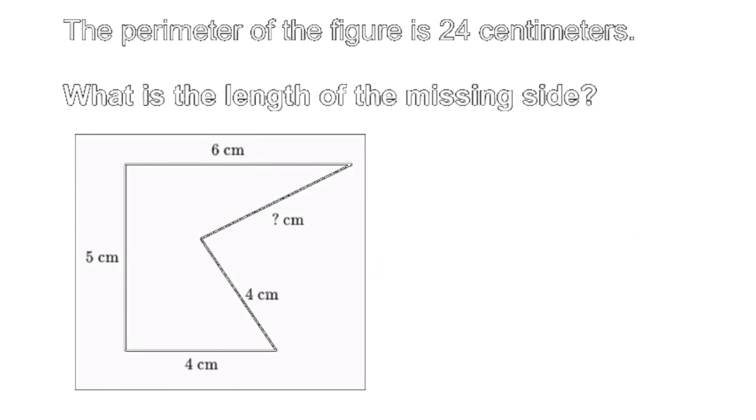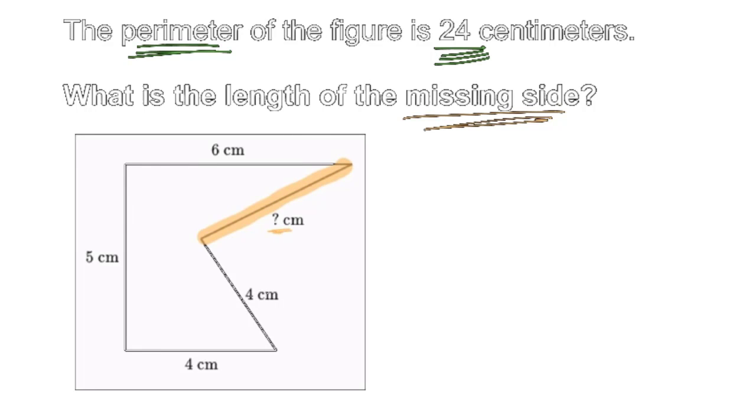The perimeter of the figure is 24 centimeters. What is the length of the missing side? So we're told this figure down here has a perimeter of 24 centimeters. The perimeter is 24 centimeters. So what that tells us is that the distance around the entire outside is 24 centimeters. But what we want to know is what is the length of the missing side? Well, the missing side is going to be the side we're not told, so it will be this one here because we have this question mark. It's missing, it is not labeled.